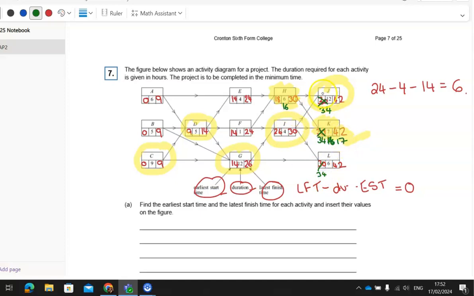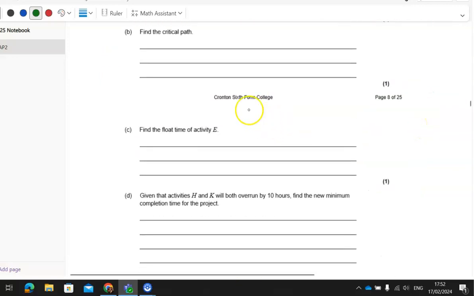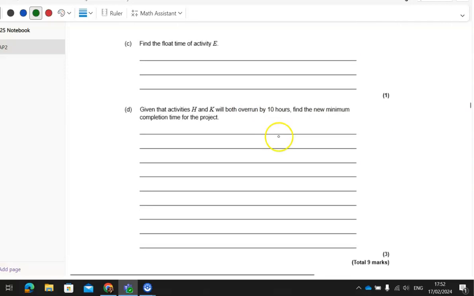So now, as this one, 17 is now the longest running task, 34 add 17 is 51. So the critical path is now H and K. So it'll still go C, D, might not go G. I think it's going to change the whole critical path, isn't it? But basically, your new earliest finish time is 51. So 51 hours after it started. Okay, so it's 51.